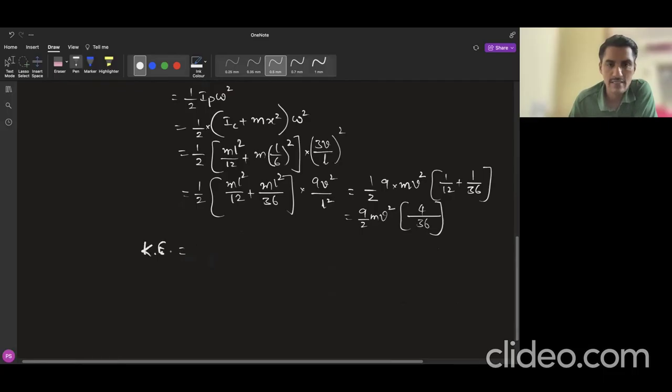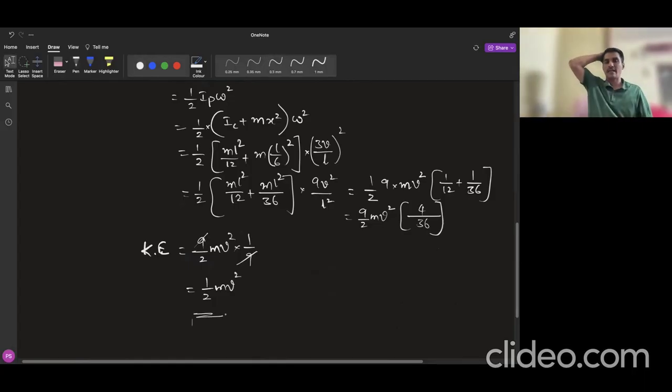total kinetic energy is equal to 9 by 2 mv square into 1 by 9. 4 by 36, 1 by 9. You know? Therefore, you will get half mv square. That's it. This is how we have to calculate the kinetic energy of that entire rod. Understand?